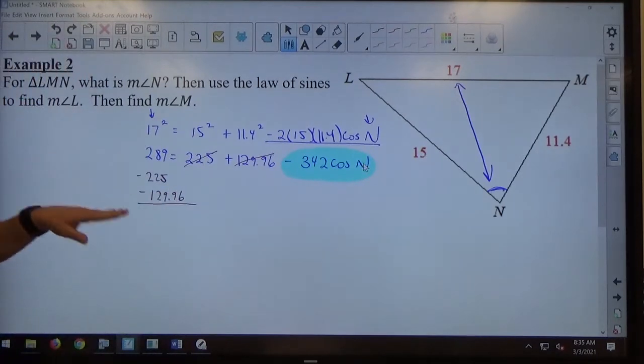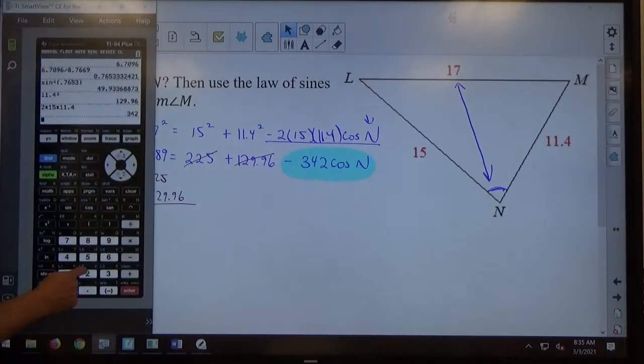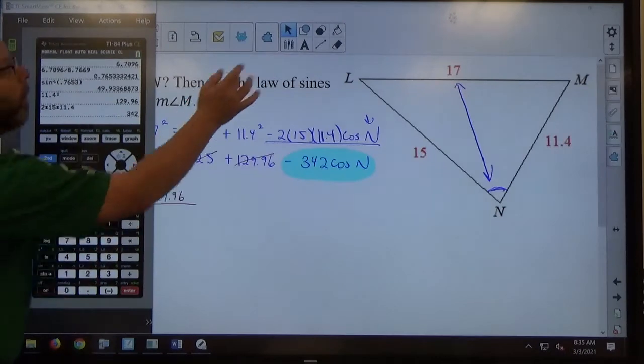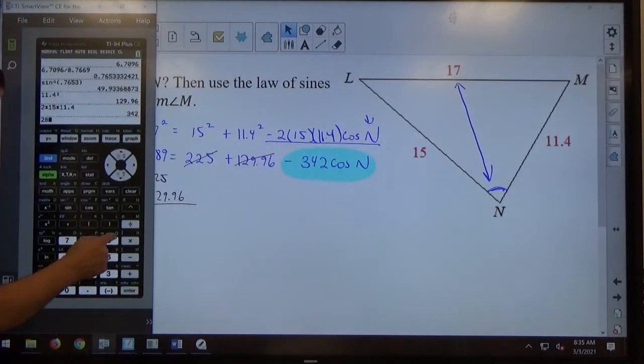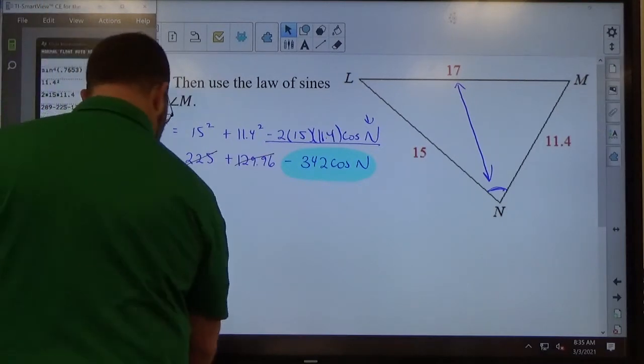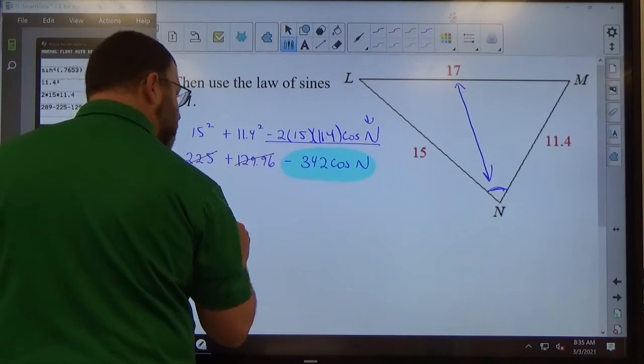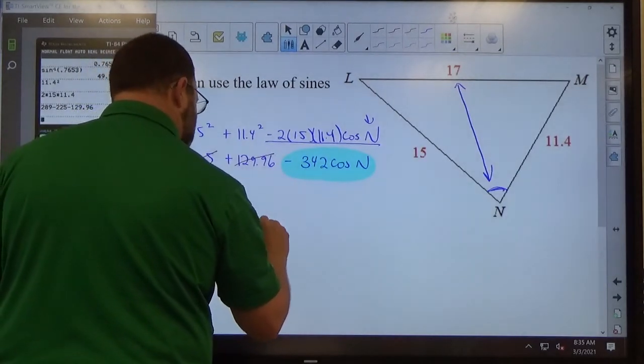And that's going to come out to some number. I don't care what that number is. It's just going to be some number. So if I type in my calculator 289 minus 225 minus 129.96 equals negative 65.96. That's going to equal negative 342 cosine of N.